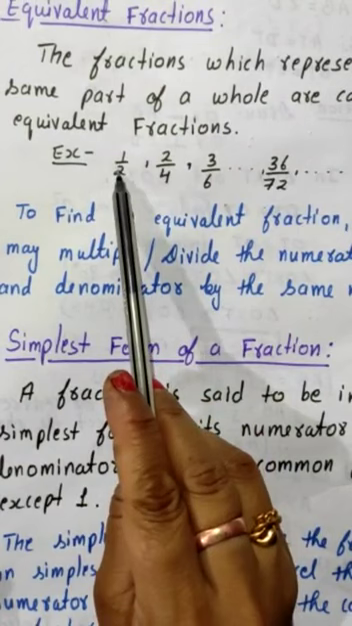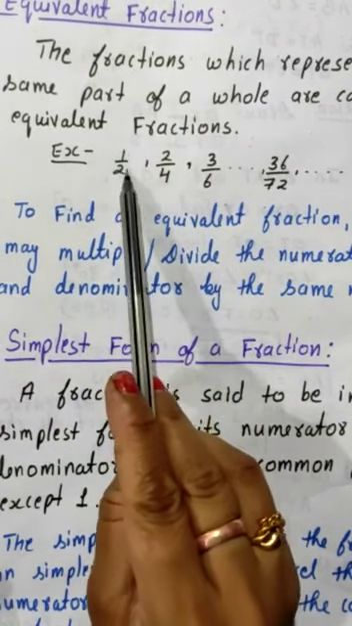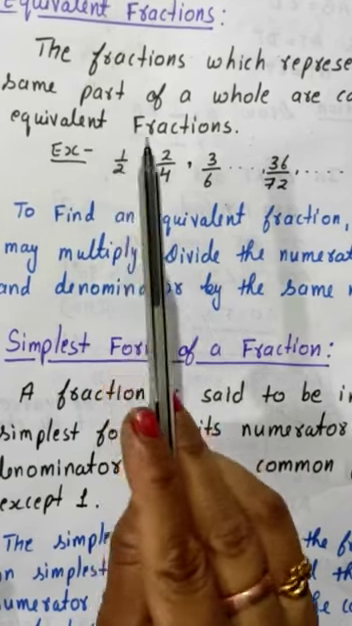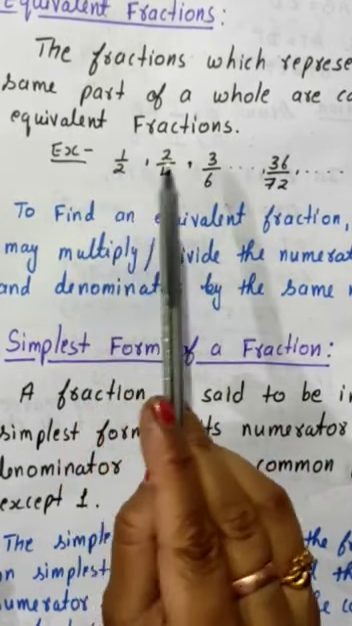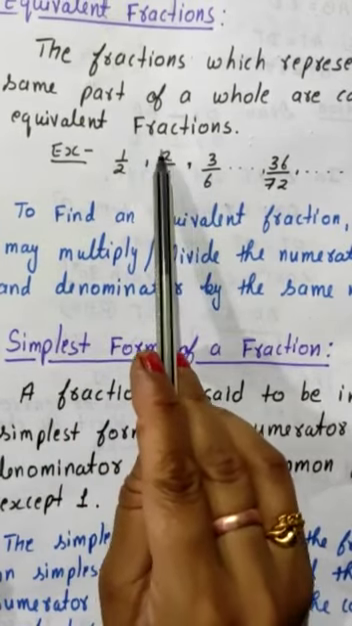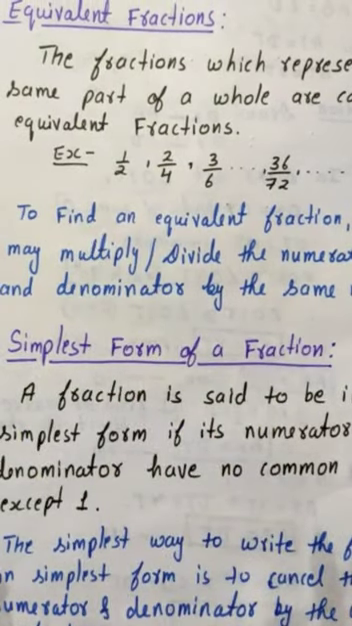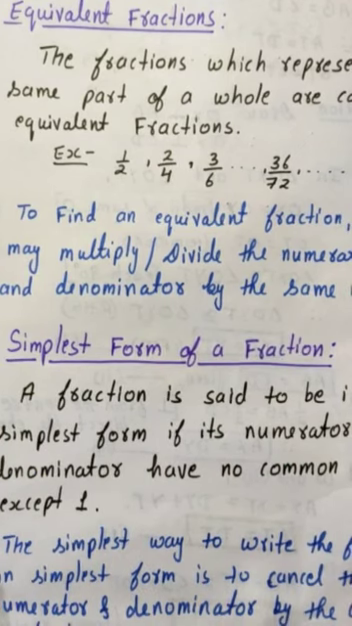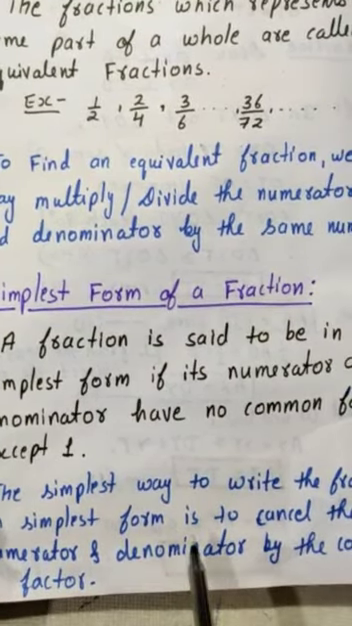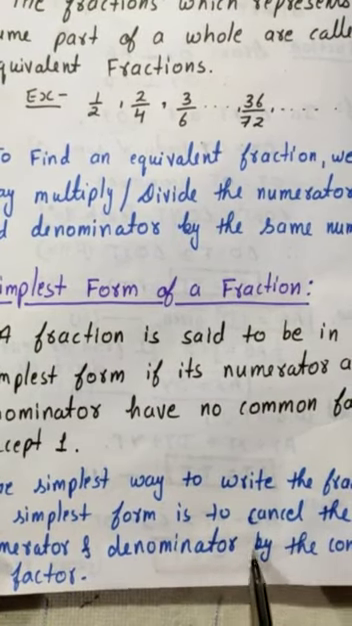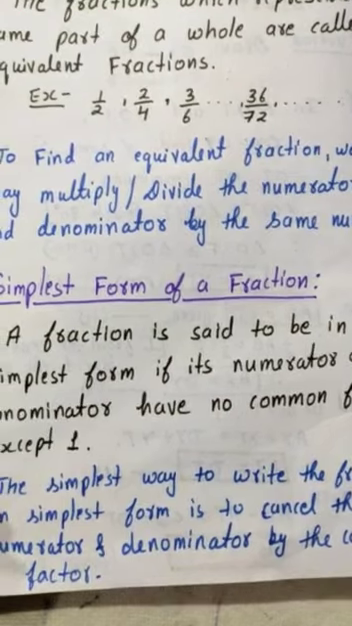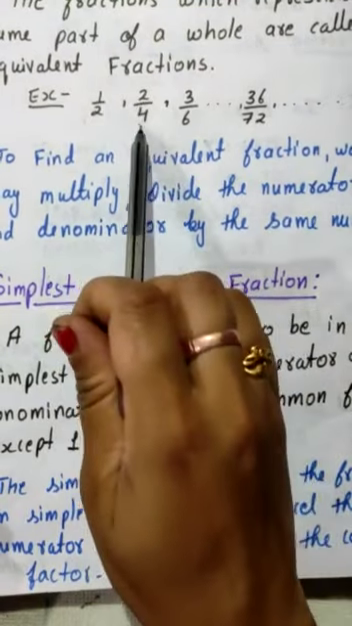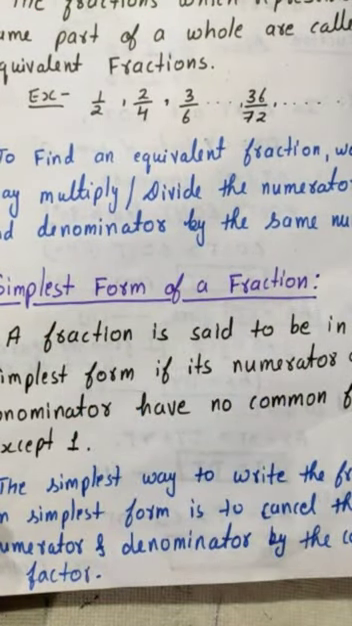So 1 by 2 is in the simplest form because if you take the HCF of 1 and 2, it will be 1. But 2 upon 4 is not in the simplest form because they have one common factor which is 2. If the numerator and denominator do not have any common factor, then they are called simplest form. The simplest way to write the fraction in simplest form is to cancel the numerator and the denominator by the highest common factor. If you cancel both by it, you will get the simplest or lowest form.